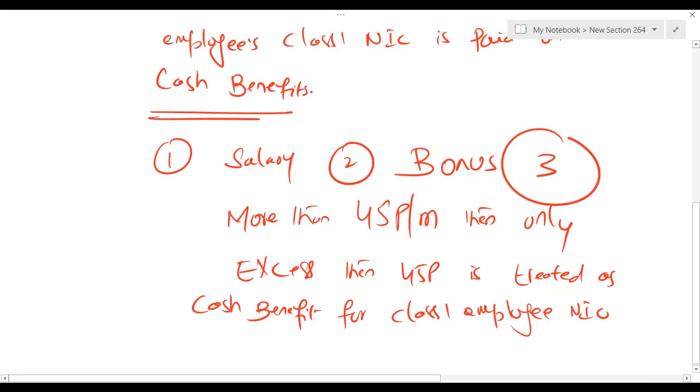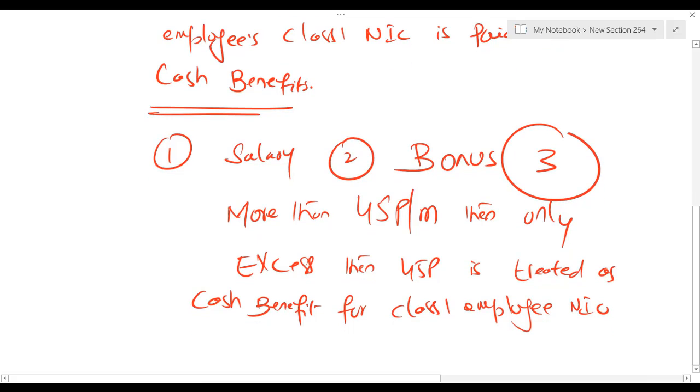Let me repeat. What comes in cash benefits? Normally 3 things. One is salary, another is bonus. The third one is very important. When an employee uses his or her own car for employment purposes and the employer reimburses that person, if the reimbursement amount is more than 45 pence per mile, then only the excess amount comes in cash benefits.